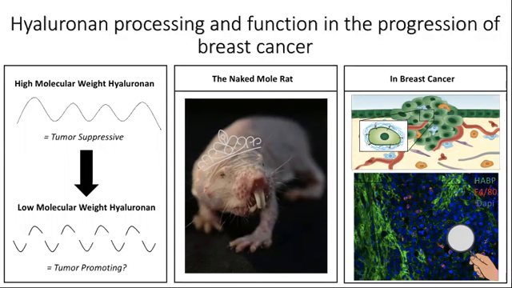And we know a lot about HA within the context of cancer from this guy here, the naked mole rat. So a lot of work has been done within this species because the naked mole rat actually lives to have a very long life with an average lifespan of 30 years, which is ridiculously long for a rodent of that size.